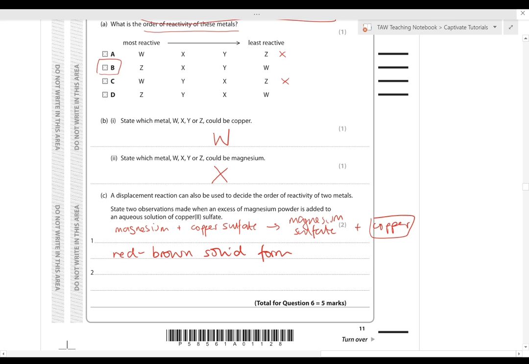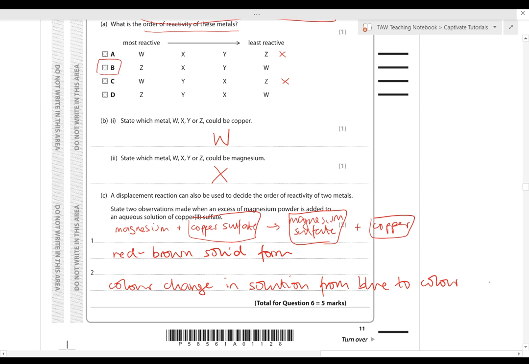Second observation comes with the magnesium sulfate. So if we compare the two solutions, so copper sulfate is blue, so we get a color change in the solution from blue, which is the color of the copper sulfate, to colorless, which is the color of the magnesium sulfate solution.